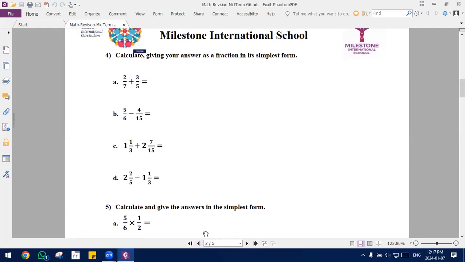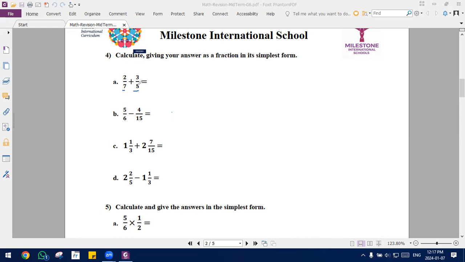Now, question 4. Calculate, give your answer as a fraction in simplest form. So we have addition and subtraction for fractions, and we need to write it in simplest form. But adding and subtracting fractions cannot be solved unless the denominators are the same, just like when we compared them. Now here 7 and 5 are different.